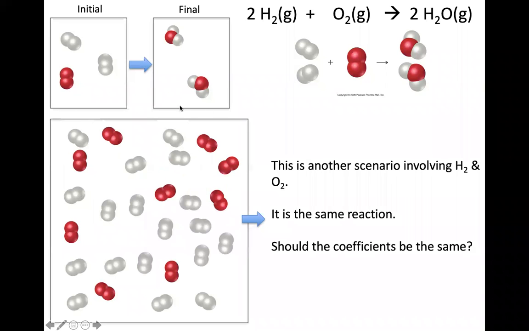Consider this. Let's say I had a whole bunch of hydrogen molecules and oxygen molecules. This is another scenario. It's the same reaction once again. What would be the coefficients in this case? Is it still 2, 1, and 2, or do you need to adapt that to give you yet another scenario, another circumstance? I think it's always going to be the same coefficients.